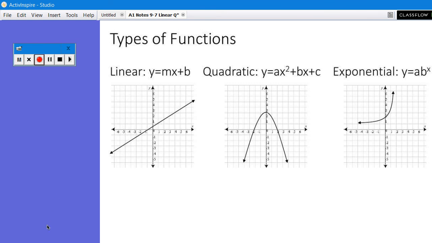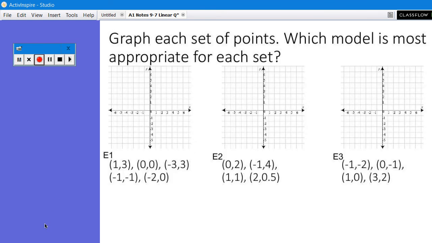Okay, so let's take a look at our problems. You're going to graph these points and then decide which model is the most appropriate for each set. So when you take a look at this, you're going to see that you've got these points, (1, 3). When we graph points, don't forget you go left or right first, then up or down. So (1, 3) would be to the right 1 and up 3. The next one is (0, 0), so it's right on the origin. The next one is (-3, 3), so to the left 3, and then positive 3, so we go up 3.